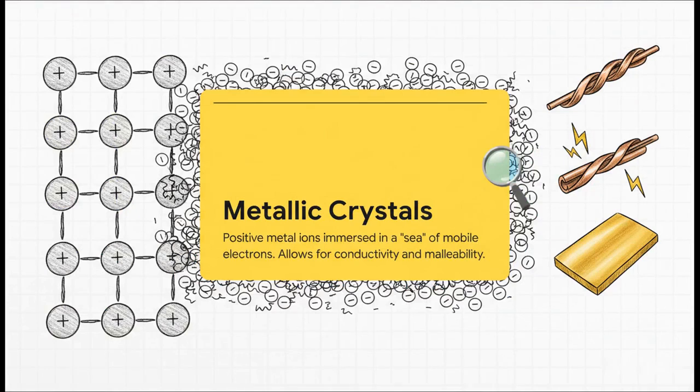And finally, we have the totally fascinating metallic clan. We're talking copper, gold, iron. This structure is really unique. You've got a fixed grid of positive metal ions, but their outer electrons aren't tied to any single atom. Instead, they form this free-flowing sea of electrons that just moves through the entire crystal. This electron sea is the flexible glue holding it all together, and it is the secret to why metals can conduct electricity and bend without breaking.